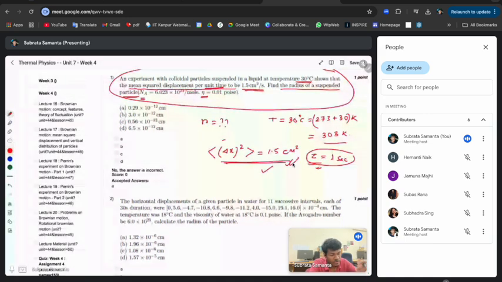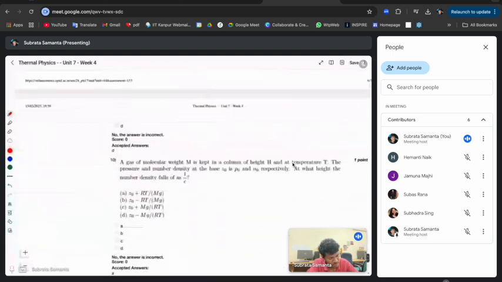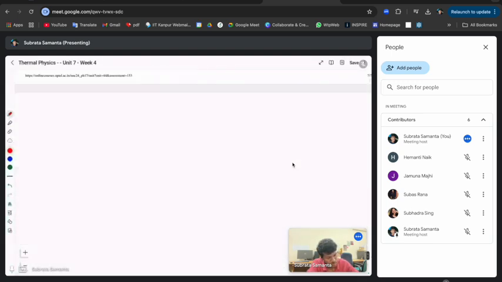The coefficient of viscosity eta is given. Since all of these are in CGS units, and the answer is also given in CGS units, I will use CGS units from the beginning, so every quantity I replace in CGS units. So let's first solve this problem.